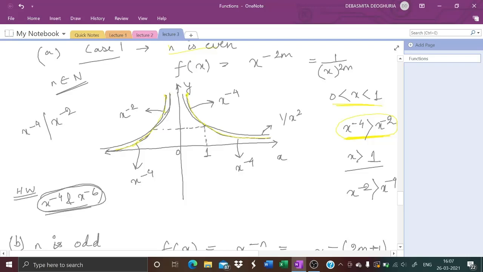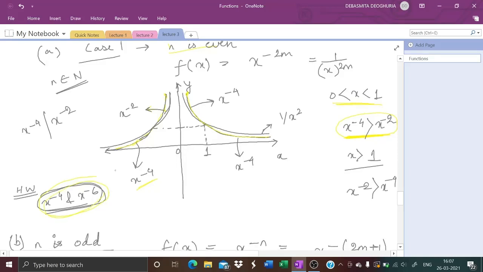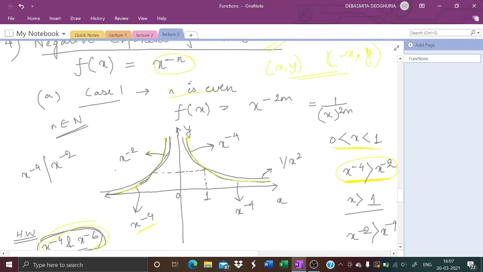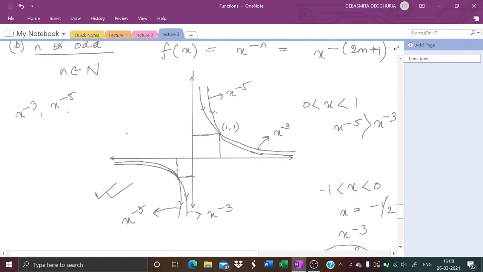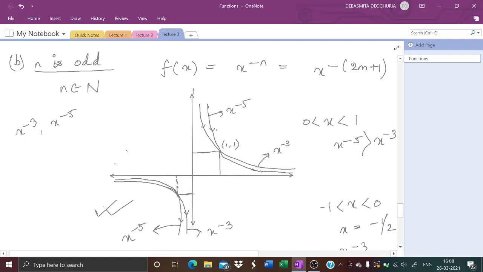So this would be the graph of x to the power minus 2, and this is the graph of x to the power minus 4. Okay. And draw these two curves, x to the power minus 4 and x to the power minus 6, in your homework, in the same graph. And one more thing, this n would be a natural number, no fraction. If we take a fraction, it will be some other function with different types of graphs, which we will do in the next lecture, okay? Now today we will be dealing only with natural numbers, when n is a natural number.